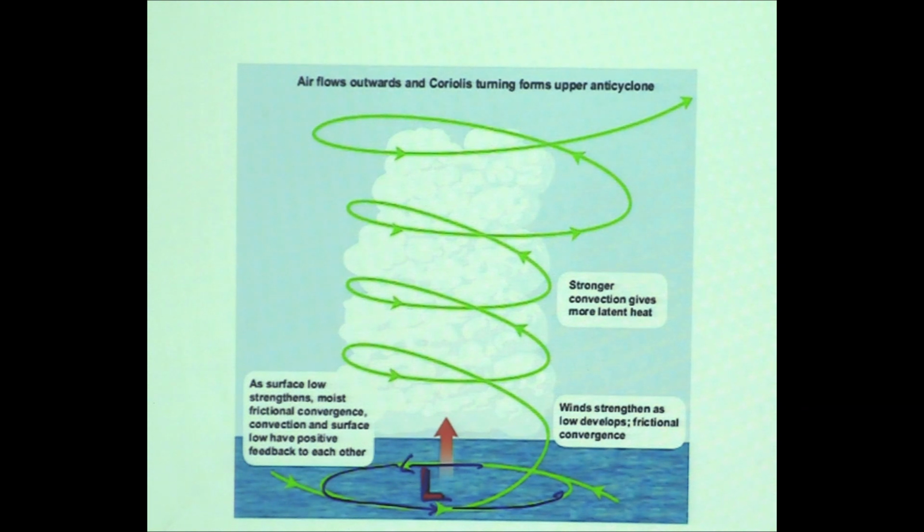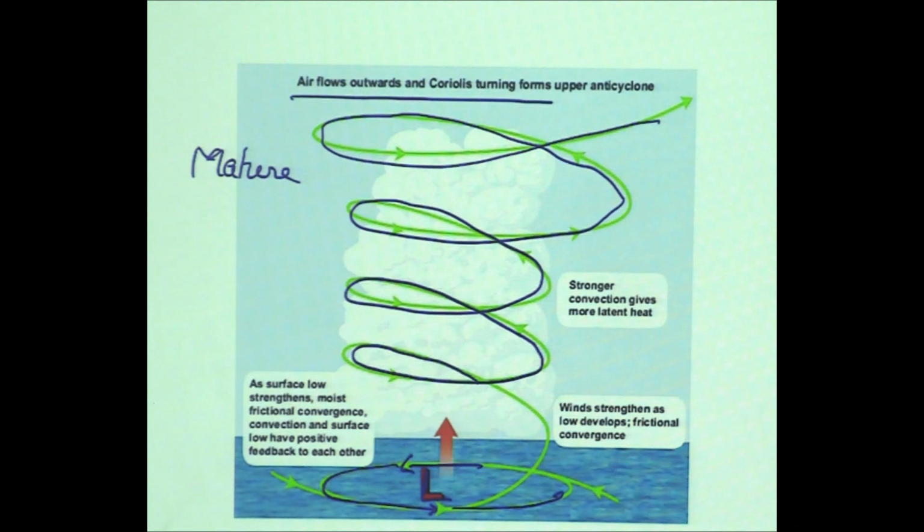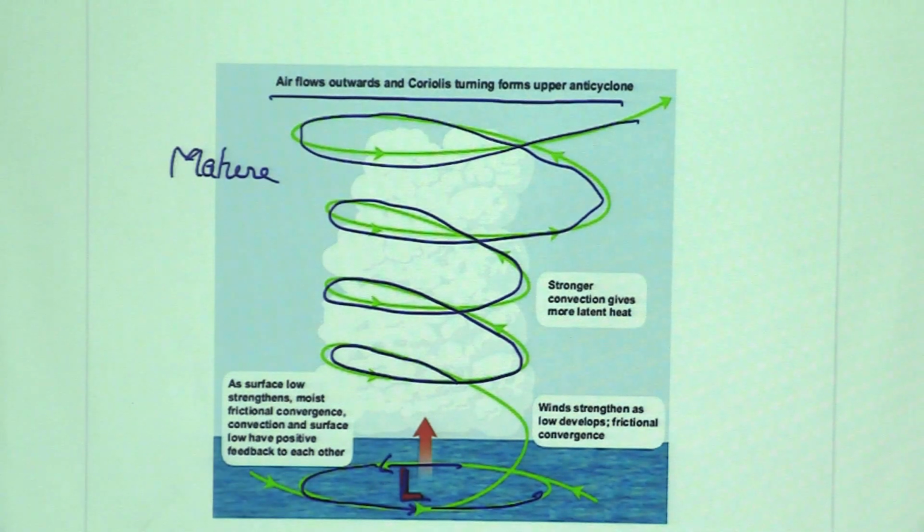The system in its mature stage, so we are now talking about mature stage, tends to develop what? Don't miss to see this spiral of air and the divergence that tends to develop in upper air. Air flows outward and Coriolis turning forms upper anticyclone. And don't miss to see these expressions written here.